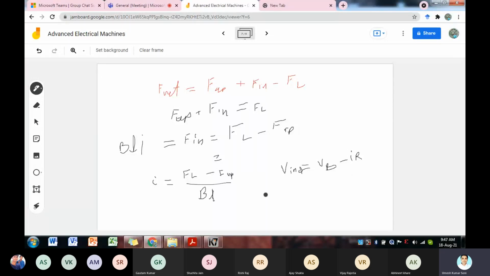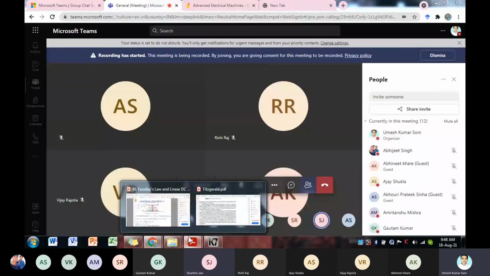equation. Okay, so to determine the velocity V, you can determine this VB minus IR divided by BL. Okay, so VB minus IR divided by BL, and I is given by this FL minus F apply upon BL. Okay, तो यहाँ से आप निकाल सकते हैं। Clear? Is it clear to you? Yes, sir. Yes, sir.